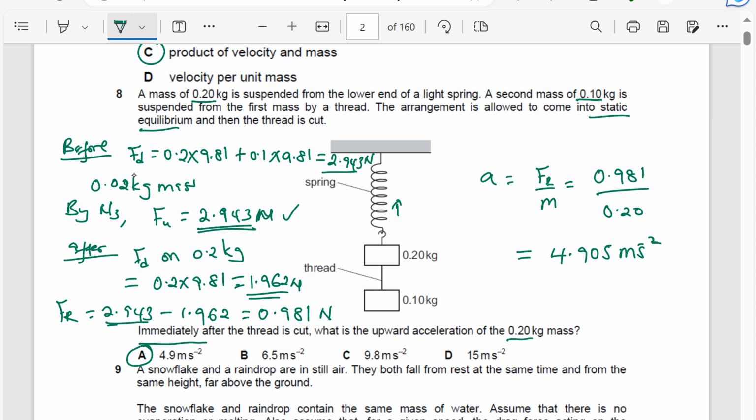So immediately when the thread is cut, the total force upwards is still the same as this, but the total force downwards reduces to only be the weight due to this. So the difference between those two is the resultant force that moves the 0.2 kilogram mass upwards. That's why I found the resultant by subtracting, then obtaining the acceleration from Newton's second law, force is equal to mass times acceleration, where the force must be the resultant force. So the answer is going to be A.